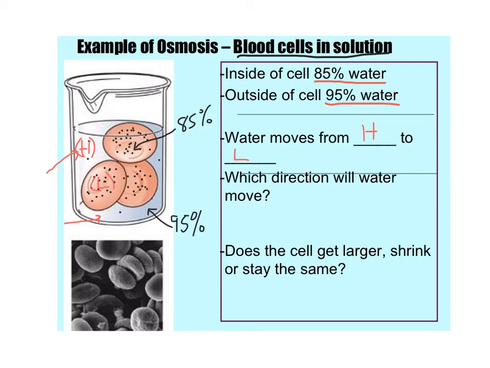So in this case, water is going to want to rush into the cells. Water is going to move in. The solutes are going to want to move out, but the water is going to want to move in to the cells. So since water is rushing into the cell, will the cell get larger, shrink, or stay the same? In this case, since a bunch of water is rushing in from high to low concentration, the cell will get larger.